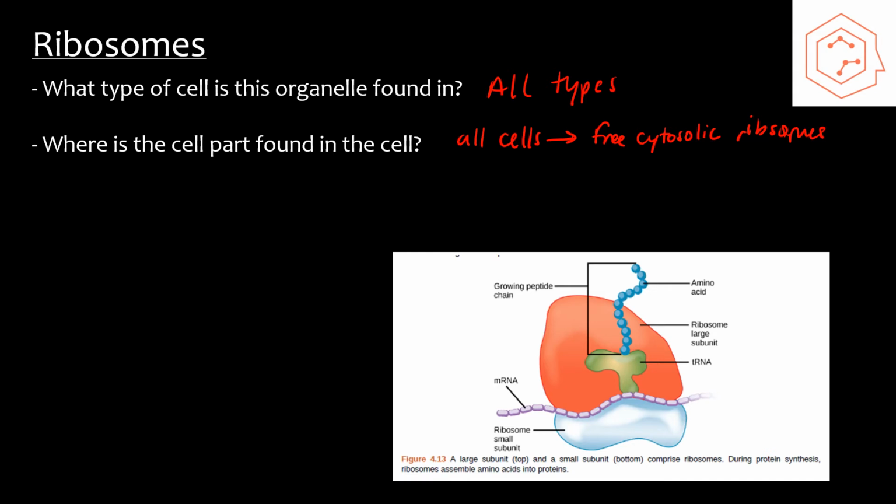But in eukaryotes specifically, what happens is they're found on the surface of the rough endoplasmic reticulum. So this only occurs in eukaryotes. It is also found in mitochondria and chloroplasts, which are specific to the eukaryotes.